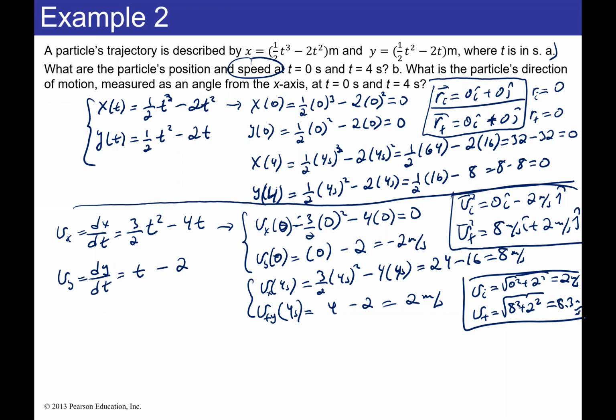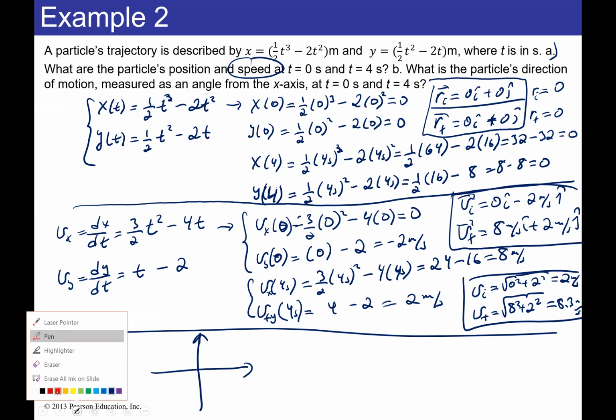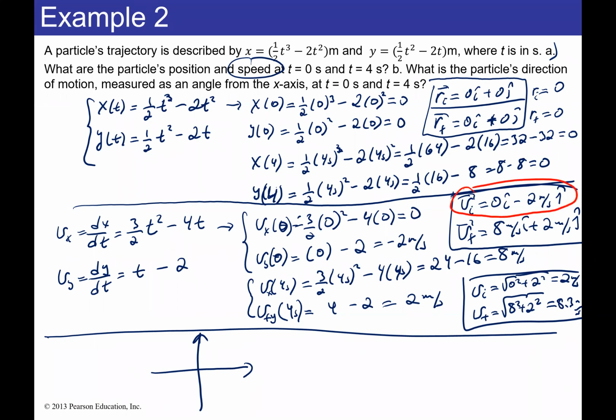Part B is asking me to find the particle's direction of motion, measured as an angle with respect to the x-axis, at t equals 0 and t equals 4 seconds. All right, so I can do that. Let's say here's my coordinate system. I know that the initial velocity is 0 i hat, negative 2 meters per second, so that means something like this. This is my VI. That means it was moving down at t equals 0.